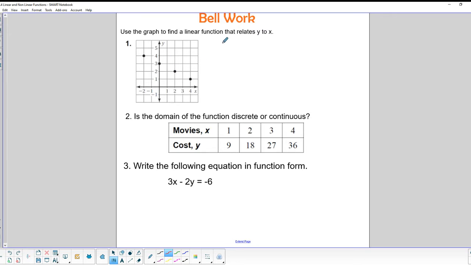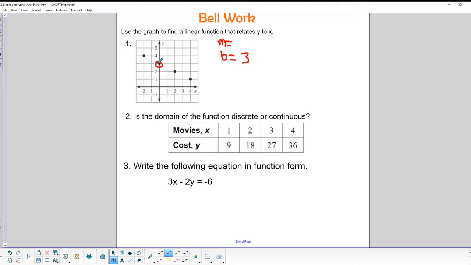So in this case, we're going to look for the slope, which is m, the y-intercept, which is b, and then write the equation of the function in slope-intercept form. So first of all, if we find the y-intercept, that's where it crosses the y-axis. So that happens to be at 3.